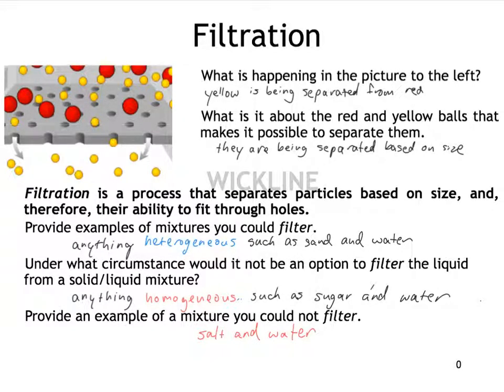So I included some notes based on the things I just said. Yellow's being separated from red. They're being separated based on size. Heterogeneous mixtures are perfect candidates for filtration, like sand and water, and then homogeneous mixtures are terrible candidates for filtration. They cannot be filtered. So like sugar and water or salt and water, neither one of those things could be filtered. And it's because in a homogeneous mixture, the particles are too evenly distributed to even be separated based on size.